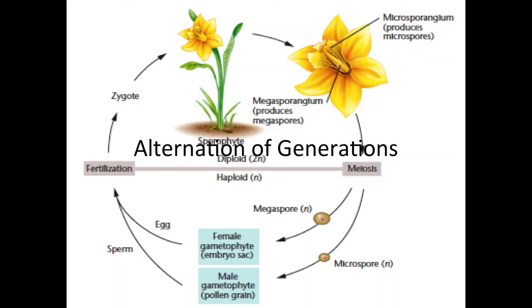Hi guys, today we're going to talk about organisms that have an alternation of generations for their life cycle. And this is a life cycle of sexually reproducing organisms, although there are other sexually reproducing organisms that use other types of life cycle strategies.